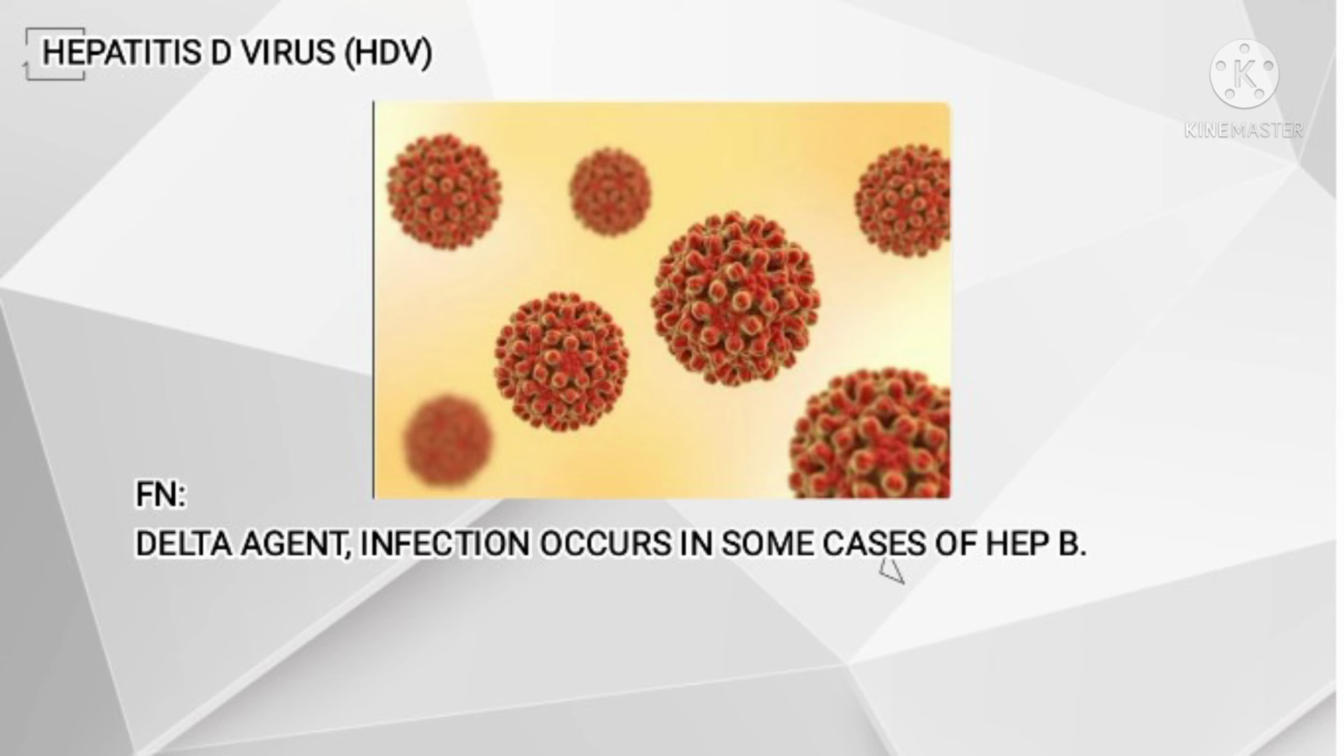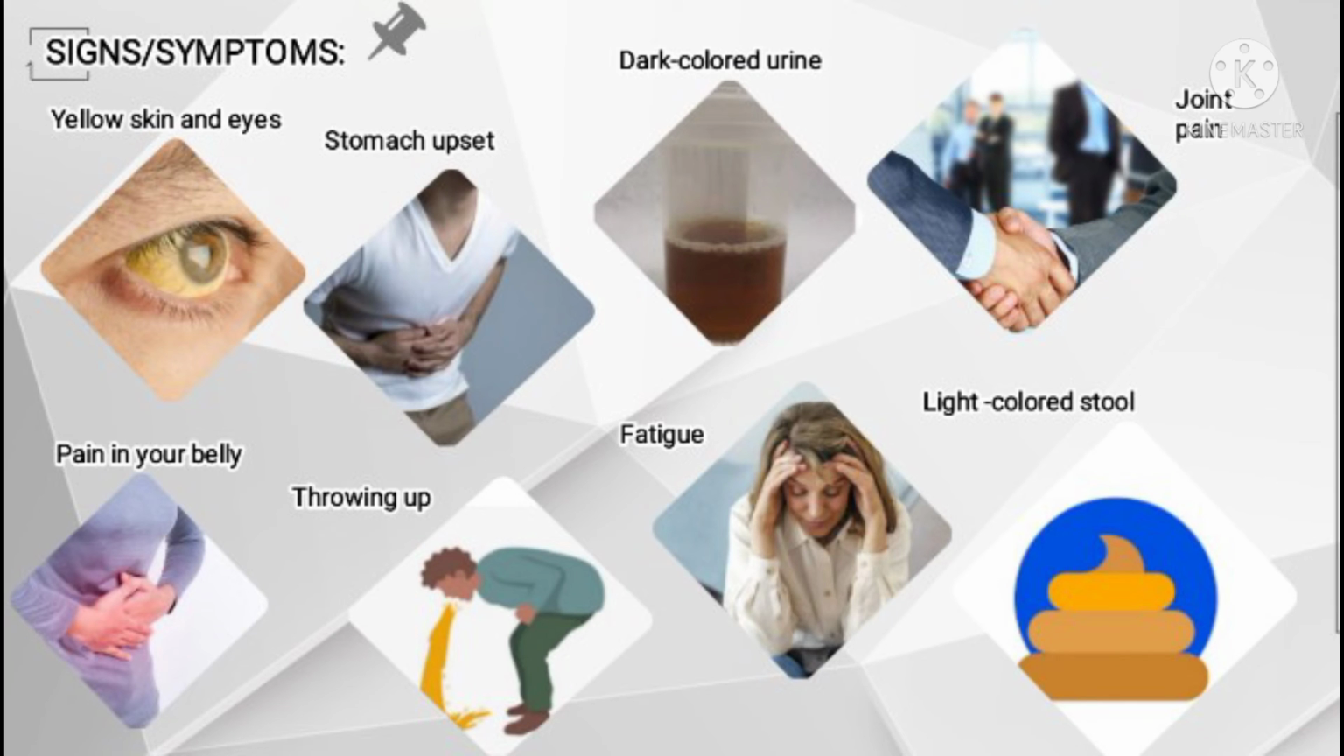For your safety and for the patient's safety. Okay? Next are the signs and symptoms. Yellow skin and eyes, same as the signs and symptoms of other viruses. This can also be jaundice, and stomach upset and pain in your belly. Sakit ng tiyan mo. Throwing up. Fatigue, na-mention ko na kanina, madaling mapagod, and not feeling hungry, walang ganang kumain. And then joint pain, sasakit yung joint mo, and then dark urine, so you must maintain 9 glasses of water every day, and then light colored stool.